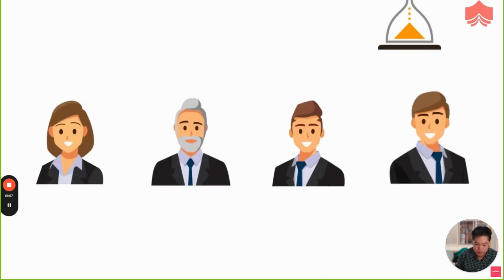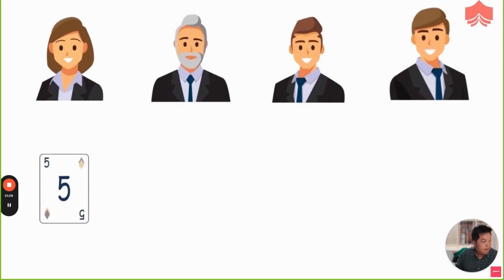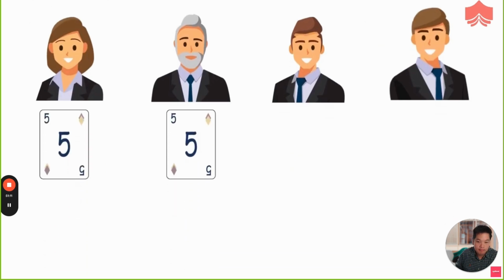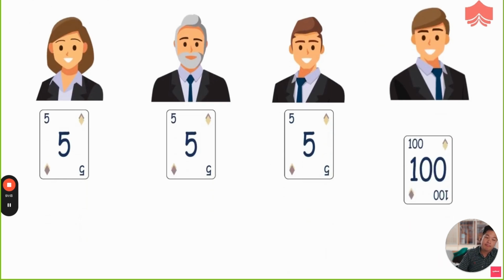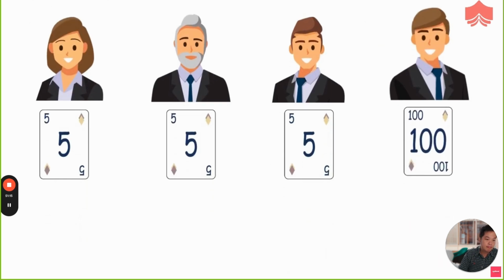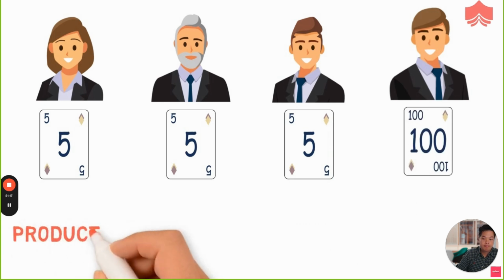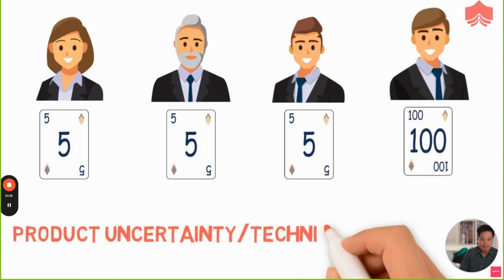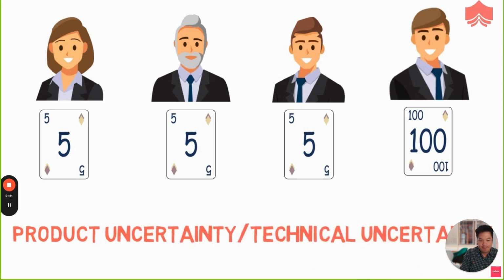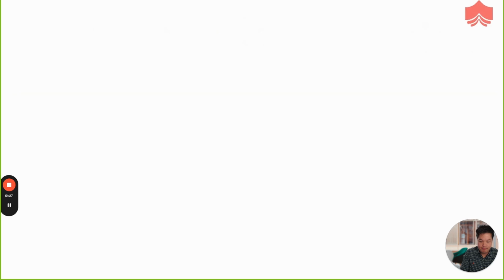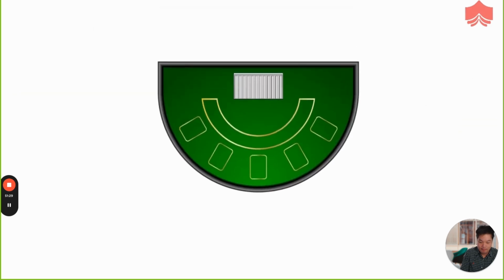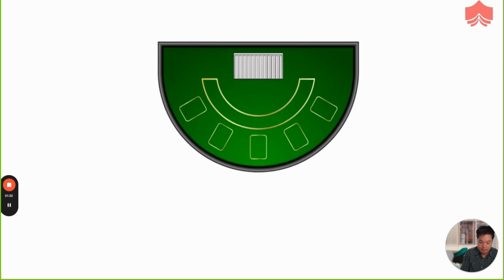If the difference between the estimates is very large, for example 3 out of 4 people are holding 5 and 1 person is holding a 100, then there is clearly either a product uncertainty or technical uncertainty regarding the task. In such a case, it is better to put the story aside and come back in the next meeting after doing proper research. So this was how you play planning poker for agile estimation and planning.